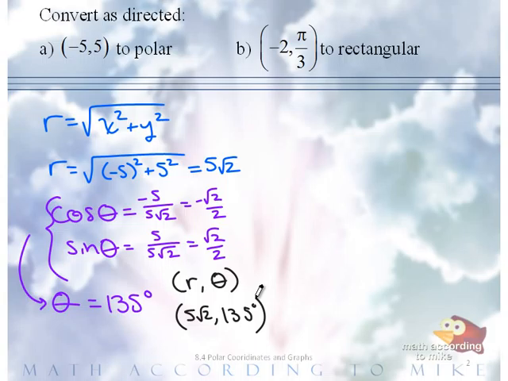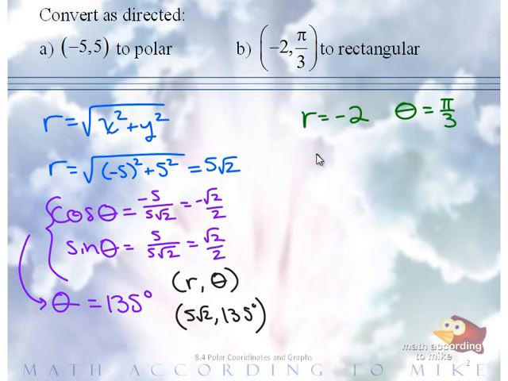Negative 2 comma pi over 3, now to rectangular. By saying negative 2 comma pi over 3, what does that say negative 2 is? And what does that say pi over 3 is? So now we need an x and a y. If only we had formulas that related x to r and theta. There you go.